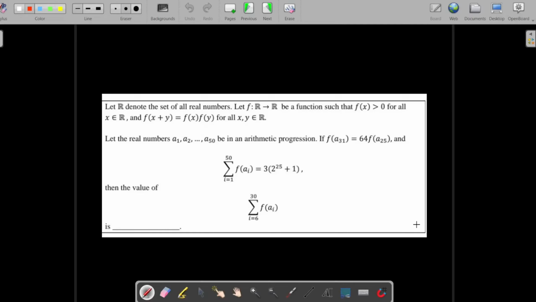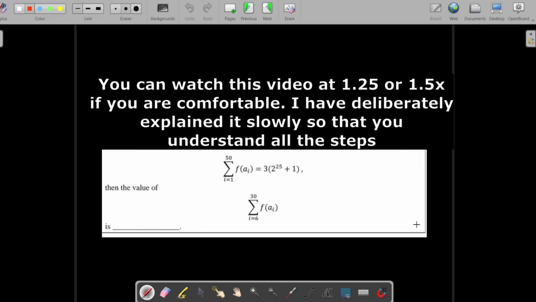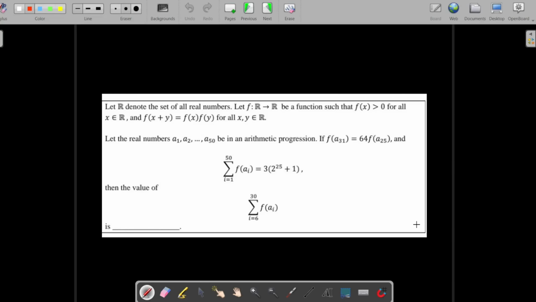Hello everyone. The question we have chosen for today is this one from the chapter Sequence and Series. Now, as with every question that we choose, this question too has a logic behind it for why I am covering this on this channel. We will get to that later, but let us first solve this question.